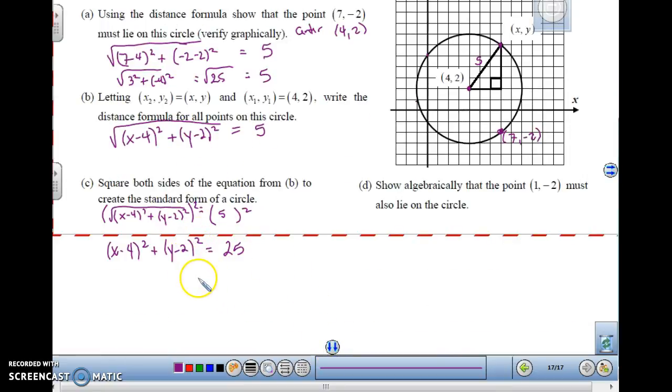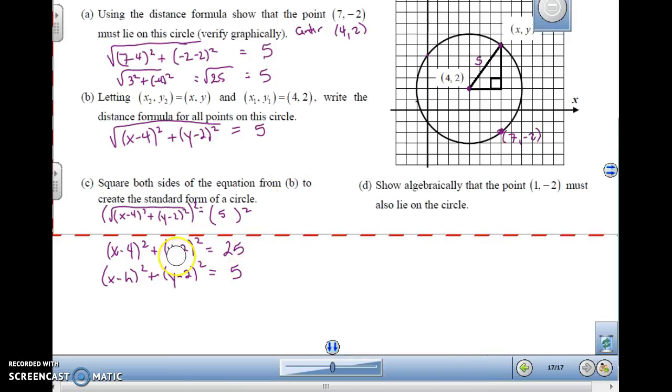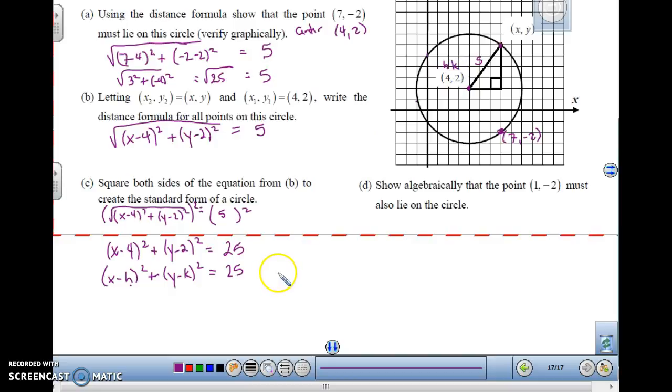Now, we did the equation of the circle last year. Remember, the general form is x minus h squared plus y minus k squared equals r squared. So h and k were the center of the circle. What was the center of our circle? It was at 4, 2. So this is h, this is k, the center of the circle. And this is the radius squared.